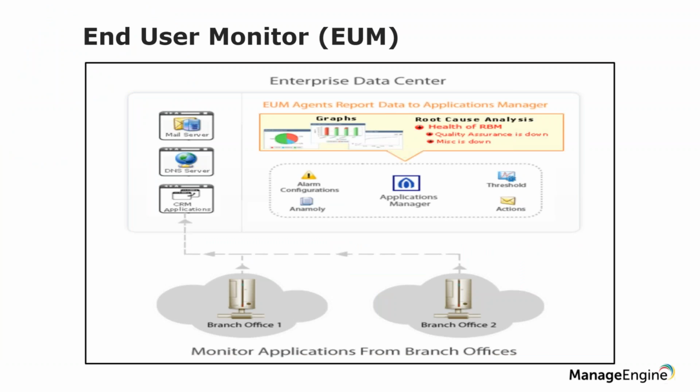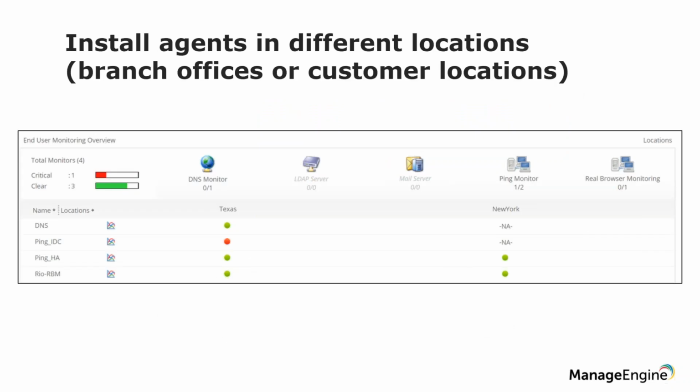EUM provides the ability to monitor the health and performance of services from multiple locations outside your corporate firewall. This capability provides you a greater visibility into the user experience and behavior of these services and helps in detecting potential performance problems before users are affected. The monitors supported under end-user monitoring include ping, DNS, LDAP, mail server, and real browser monitoring. Now, let me go ahead and quickly show you how this has to be configured.